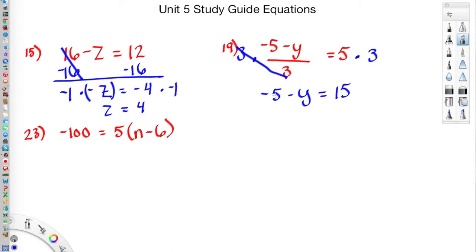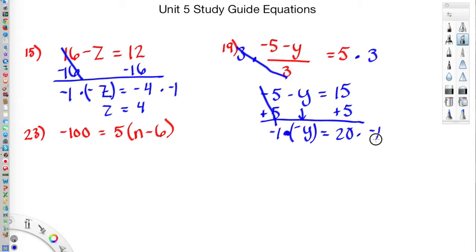Okay, I want to get rid of my negative 5 here, so I have to add 5. And what I do to one side, I do to the other. Negative 5 and positive 5, they cancel each other out. I bring down my negative y is equal to 15 plus 5, which is 20. Again, I can't leave my variable in the negative form, so I have to multiply it by a negative 1. And what I do to one side, I do to the other.